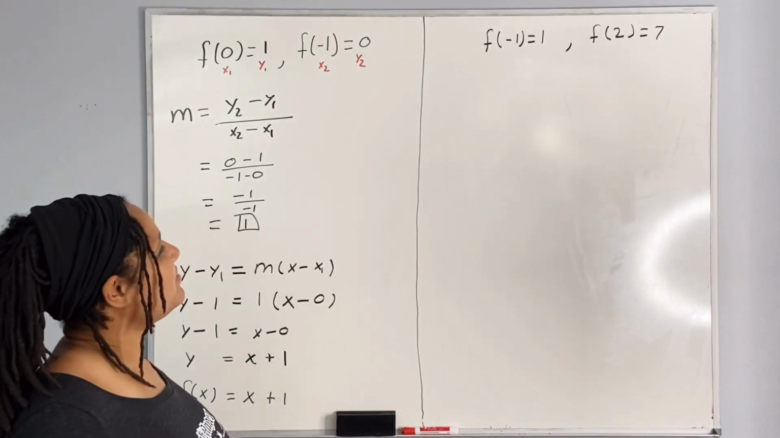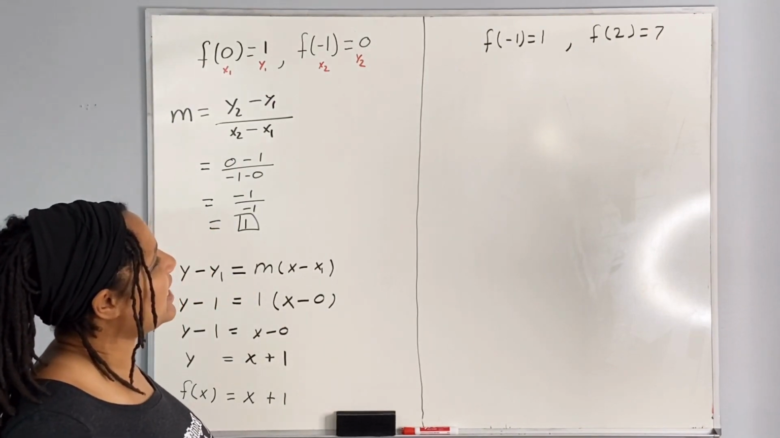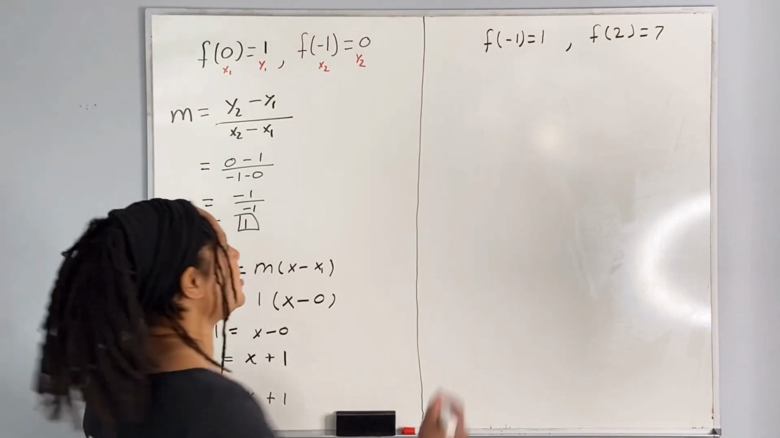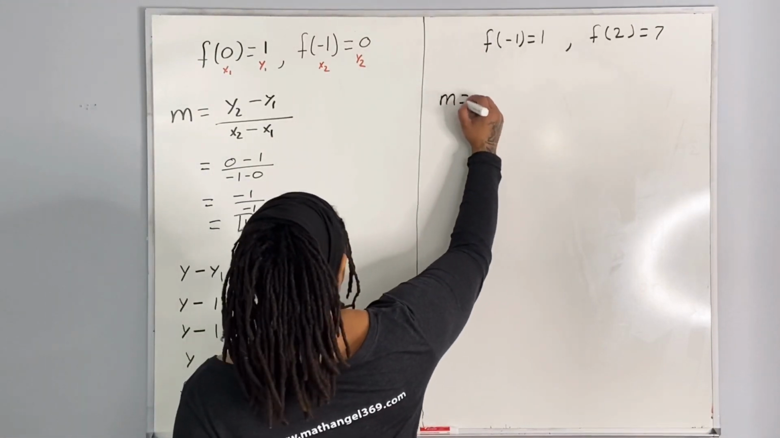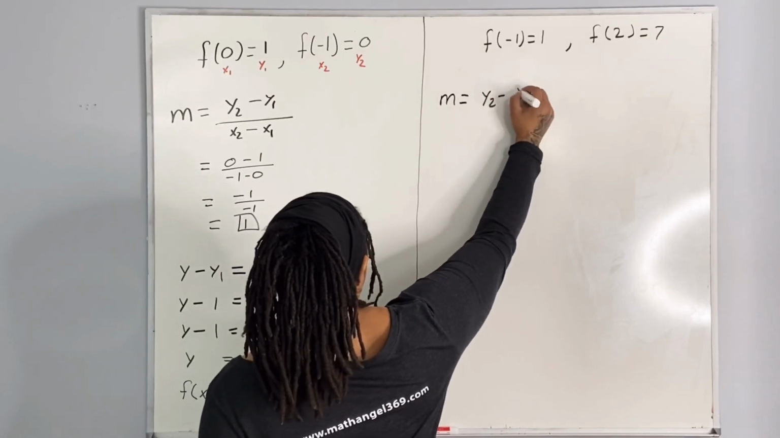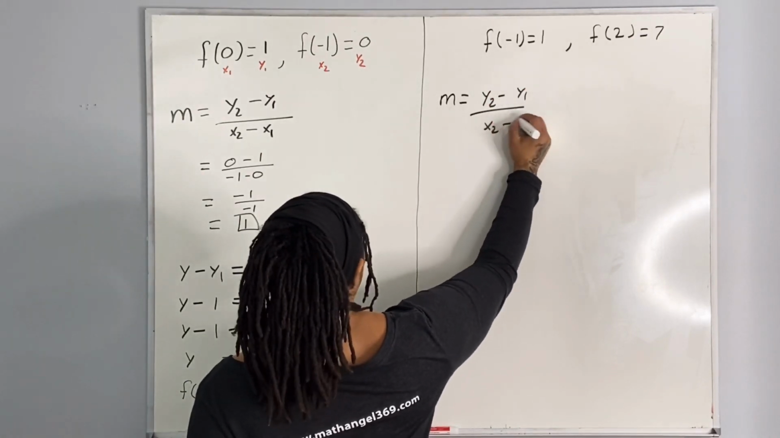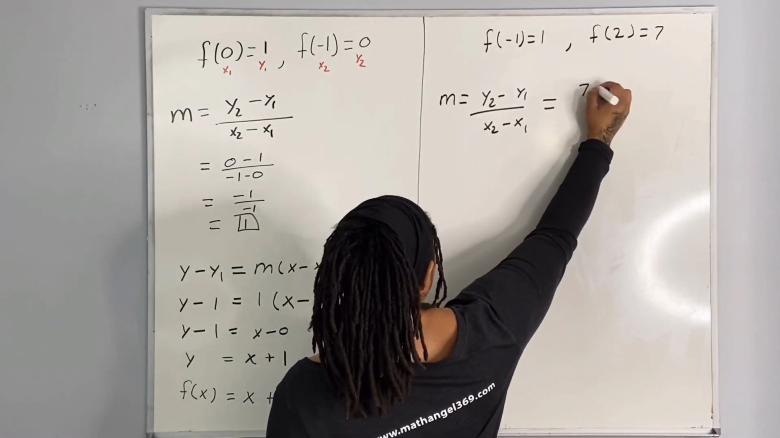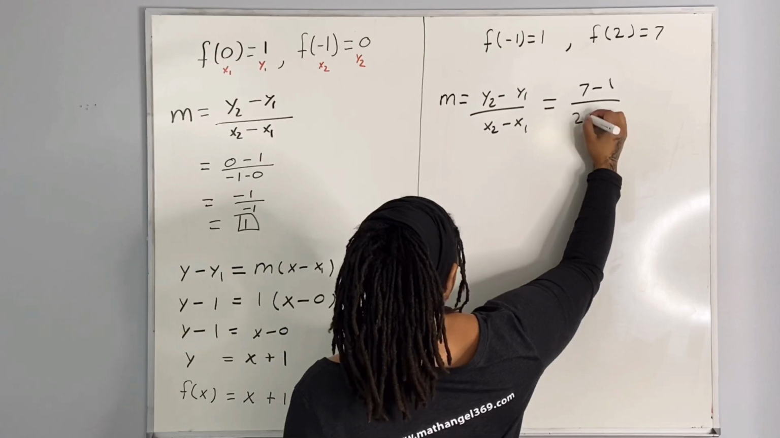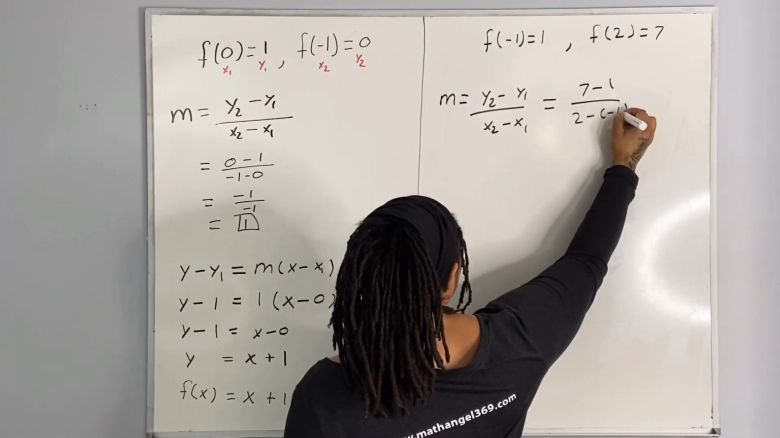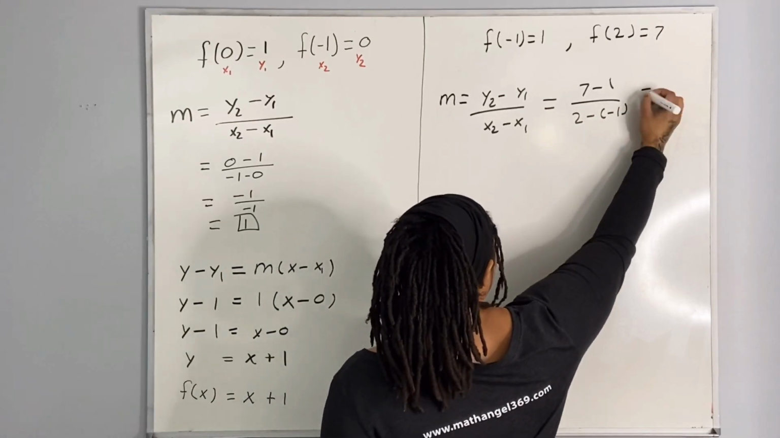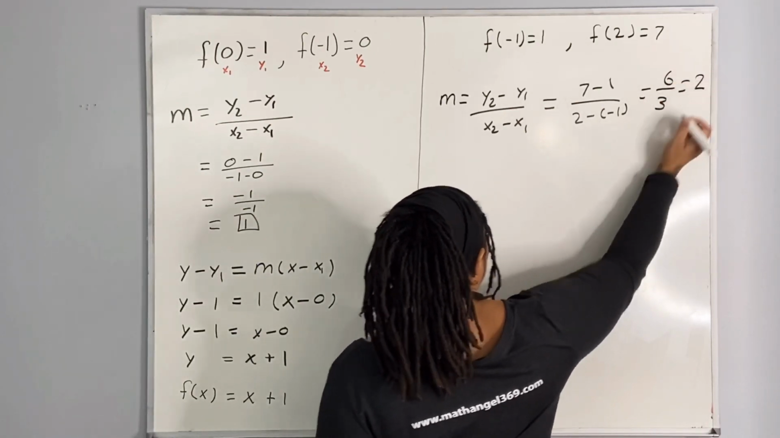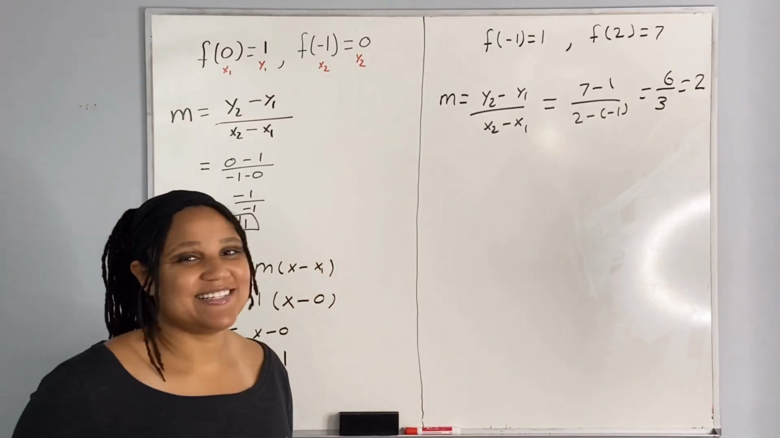We have f of negative 1 is equal to 1 and f of 2 is equal to 7. So the first thing I'm going to do is find the slope. So m is equal to y2 minus y1 over x2 minus x1, which is equal to 7 minus 1 over 2 minus a negative 1, which is equal to 6 over 3, which is equal to 2. So our slope is 2.